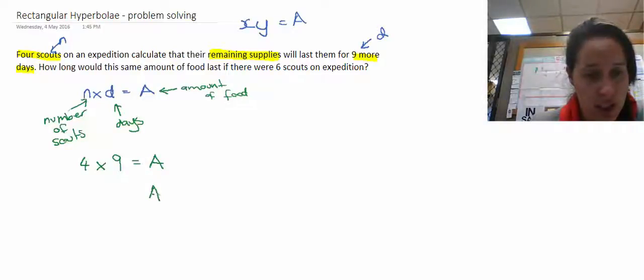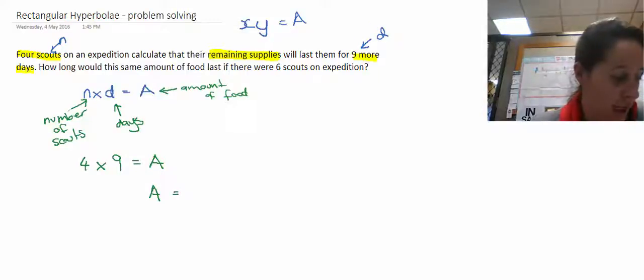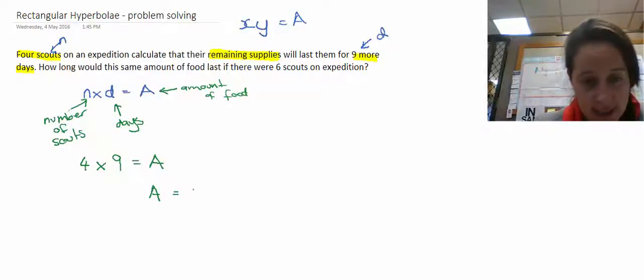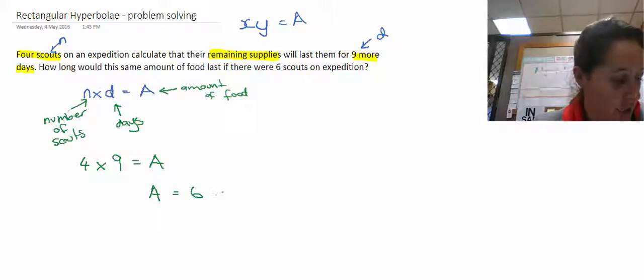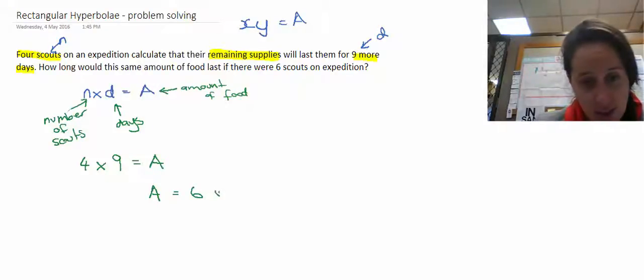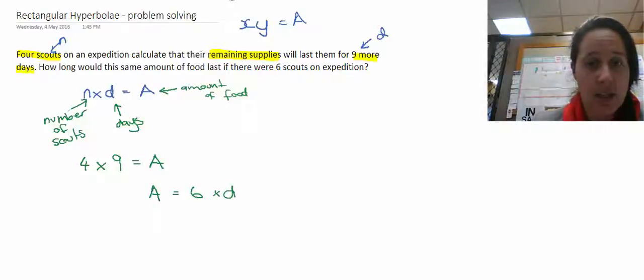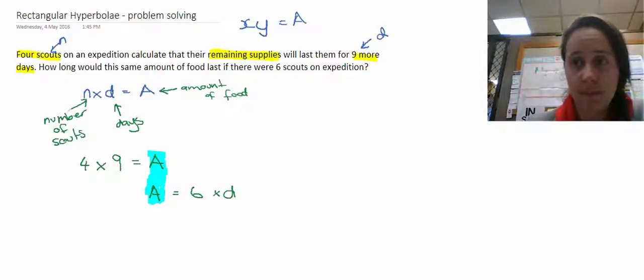We also know that the amount of food isn't changing, but what we're going to look at is what would actually happen if we had 6 scouts, and what is then our unknown is how many days they could survive on that amount of food. So in those two situations, the amount of food is the same.